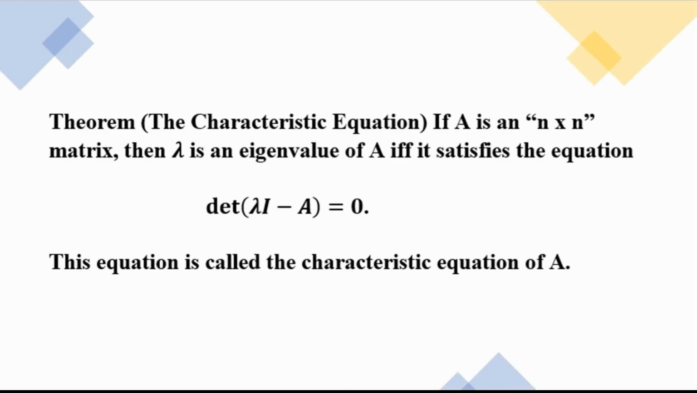Here, again, the word eigen, characteristic, is somewhat synonymous. The characteristic equation is based on the determinant. If A is an n by n matrix, then lambda is an eigenvalue of A if and only if it satisfies the equation, the determinant of lambda times I minus A is equal to 0. We have several ways of writing the determinant, but we can write it with this notation.